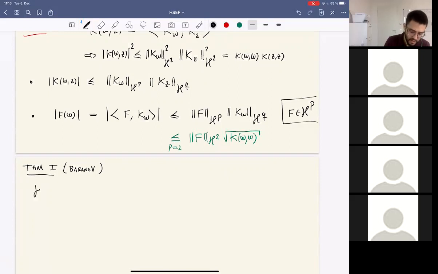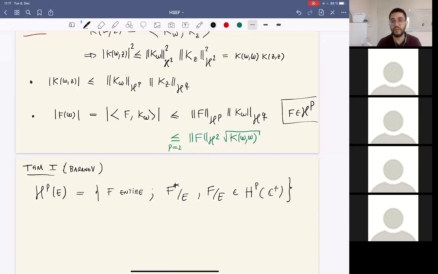So theorem: H^p of E, and this will work for any p, is the space of F entire such that F star over E and F over E both belong to the Hardy space H^p in the upper half plane, which was the same as we had also for the Paley-Wiener space. So that requires some tricks.